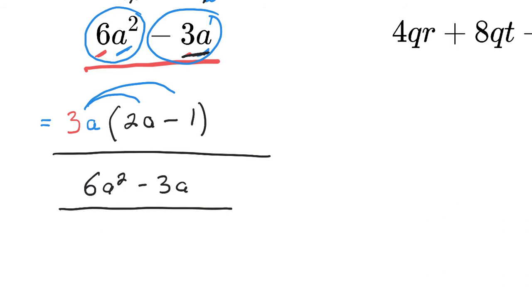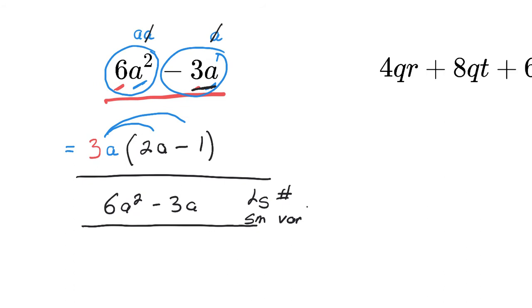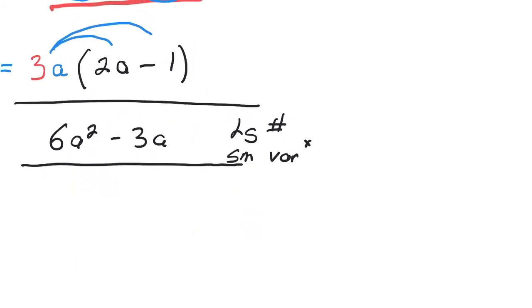We're looking for the largest number and the smallest variable. And we're talking about the exponent value of that variable. So now looking at it again, the largest number is 3, and the smallest common variable is that a1. We then take our first term and divide it by our common factor. So 6 divided by 3 is 2, and a squared divided by a is a.